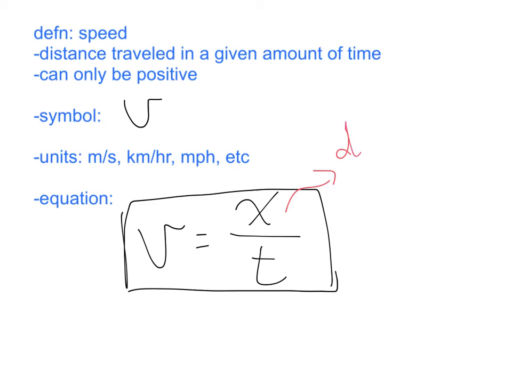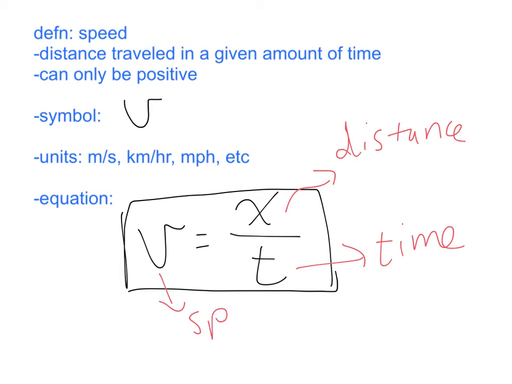So x is distance, t is time, and v is speed.